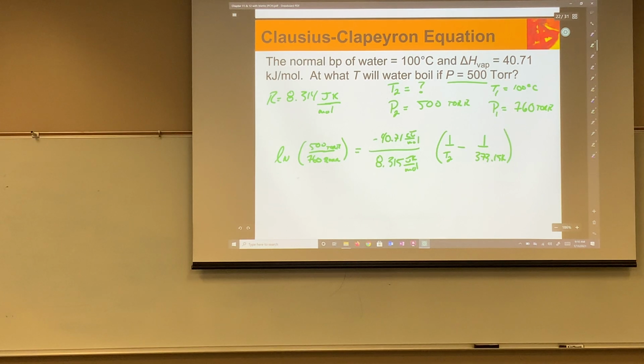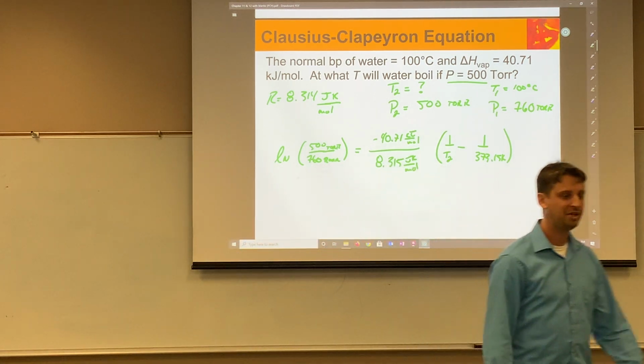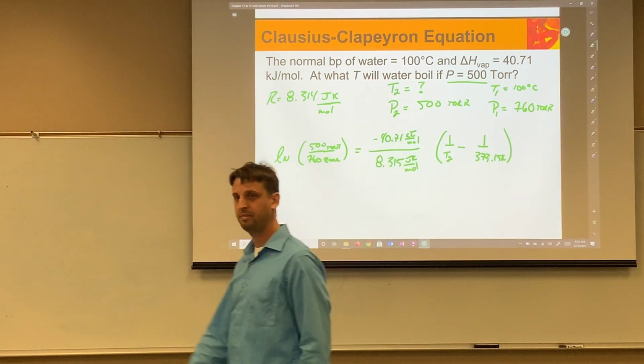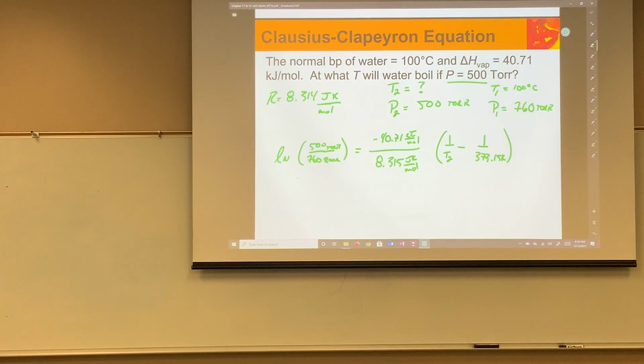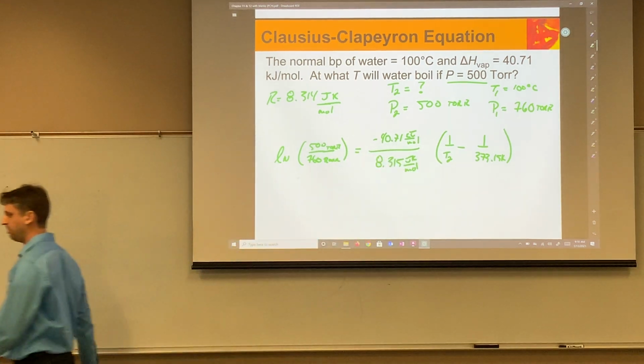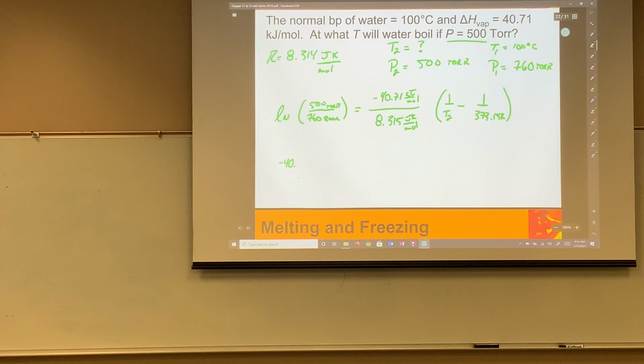All right, cool. So something like this, with the exception of what? What's the mistake that I currently have? Kilojoules versus joules. So don't forget to convert this into joules. How do I convert kilojoules into joules? Negative 40.71 kilojoules per mole.